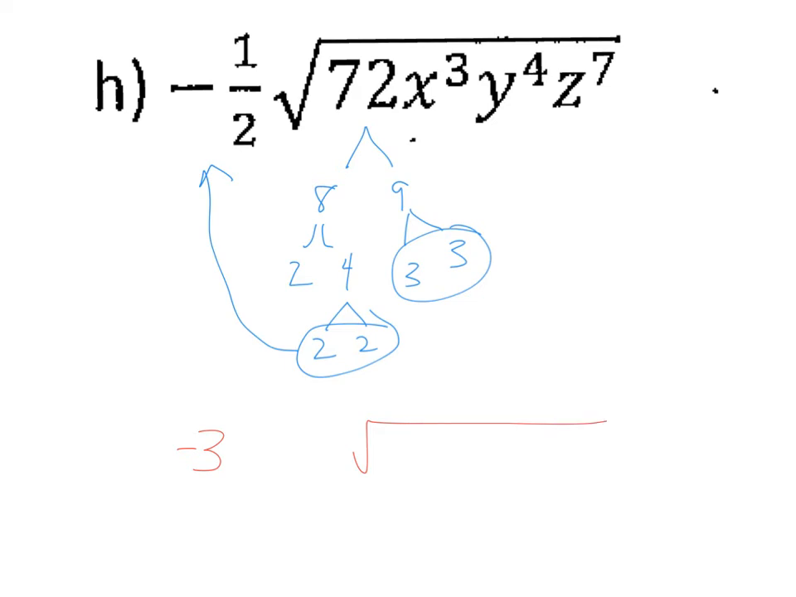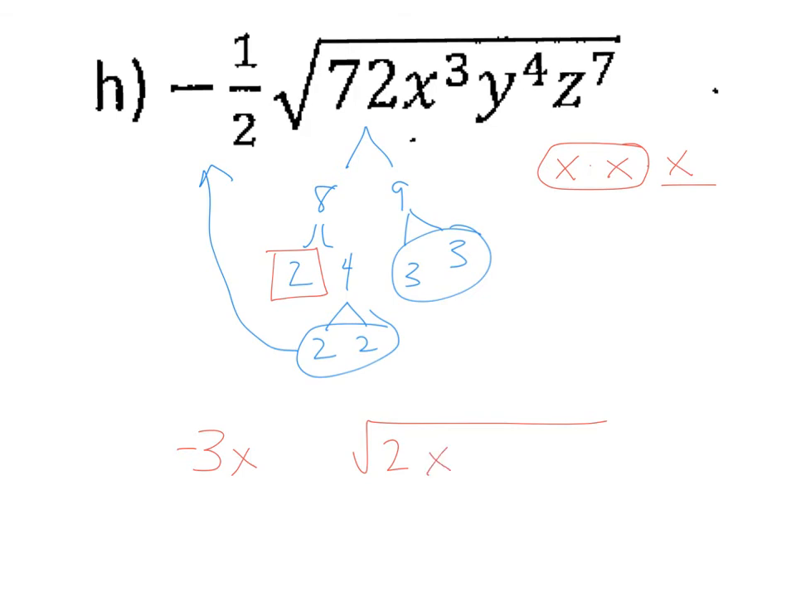Again, I'm going to leave some space. And then this poor little 2, he didn't have any buddies, so he's stuck on the inside. Okay, now I'm going to look at my variables. X to the 3rd. So I have 3 of them. I have 1 pair moved out, and then I have this left over on the inside.